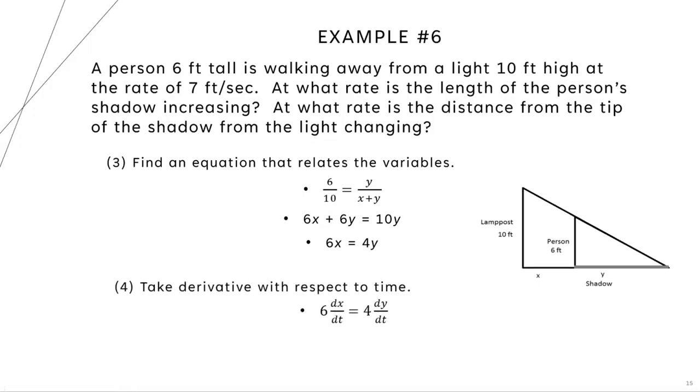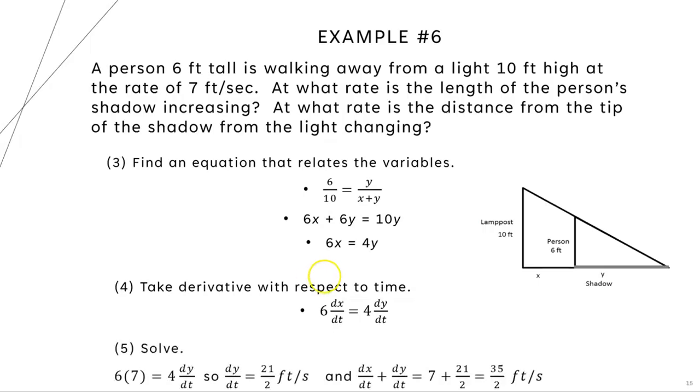So now we take the derivative with respect to time. So 6 dx/dt equals 4 dy/dt. And I know dx/dt was equal to 7. So when I solve for that, dy/dt is 21 halves feet per second. So that's the change of the shadow. And then the shadow plus the person is the last part. That's dx/dt plus dy/dt. You add those up, you get 35 halves feet per second. Thanks for watching.